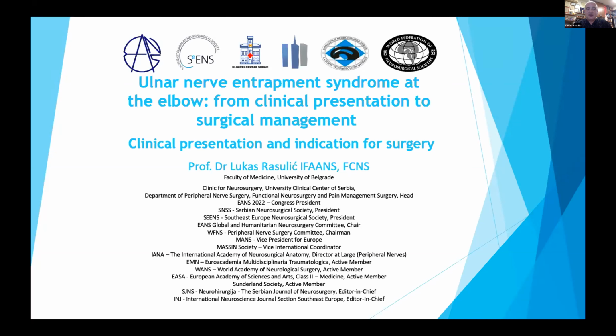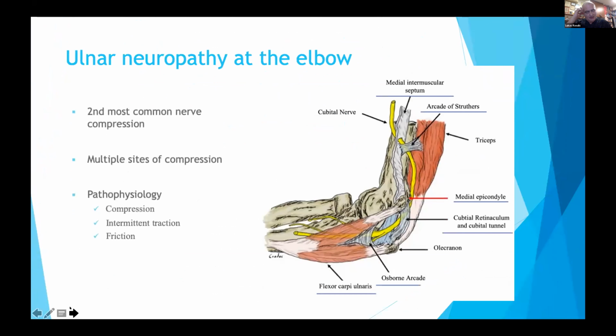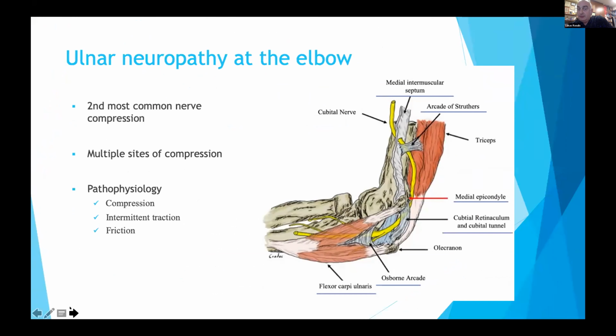But generally speaking, my task for today is a clinical presentation and indication for surgery in ulnar nerve entrapment syndrome at the elbow, from clinical presentation to surgical management. And this is something which is very important, and timing for surgery is also very important, as well as clear indication.